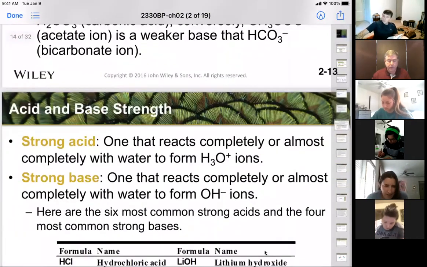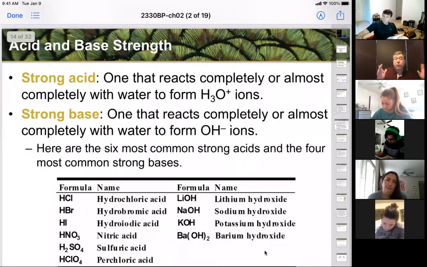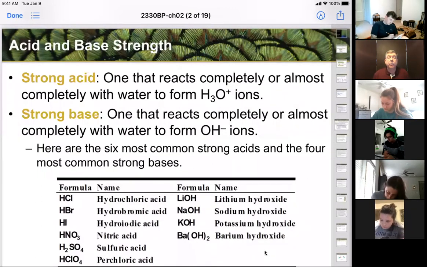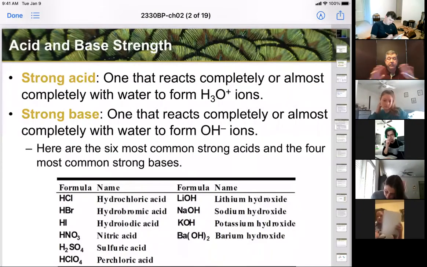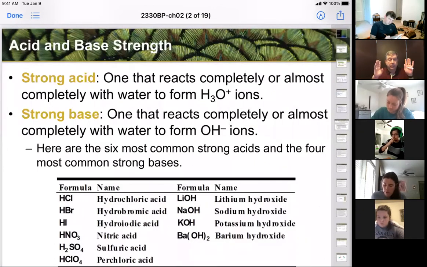All right, so now let's get to a definition of what a strong acid is and what a strong base is. Okay. So technically, a strong acid is one that completely or almost completely gives away its hydrogen when it hits water to form hydronium. So we think of the classic ones like hydrochloric acid, hydrobromic acid, hydroiodic acid, so the halide acids, plus nitric, sulfuric, and perchloric. Okay, those are our six strong acids right here.